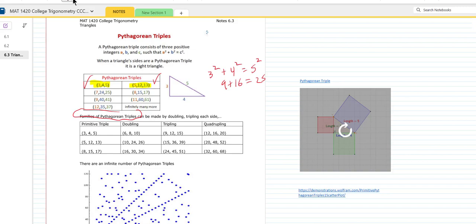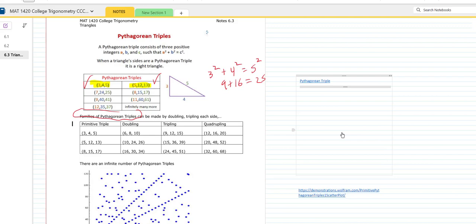If I double all the sides, I get another Pythagorean triple. If I triple all the sides, I get another one in that family and so forth. So every primitive Pythagorean triple, you can double, triple, quadruple, quintuple each side to get a brand new one. Okay, so a couple of things I wanted to show you on a couple of applets here, and then that'll wrap up this second part of the video here.